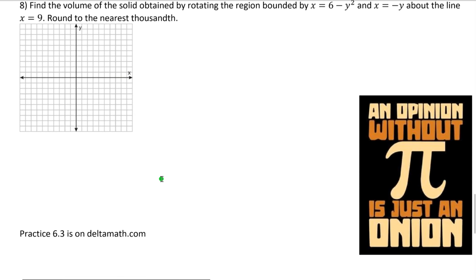Okay, one last question. This one's a little bit harder because it's in terms of x equals. But it's the exact same strategy. You'll see. It's going to be great. So what I'd like you guys to do is go ahead and try out this question. The volume of the solid obtained by rotating the region x equals 6 minus y squared and x equals negative y about the line x equals 9, round to the nearest thousandth. So another calculator question. Go ahead and draw it.